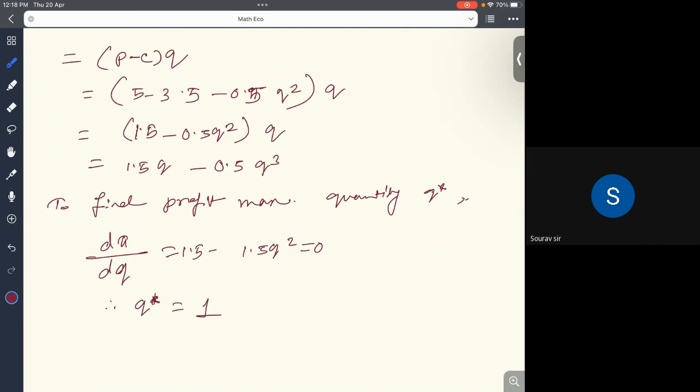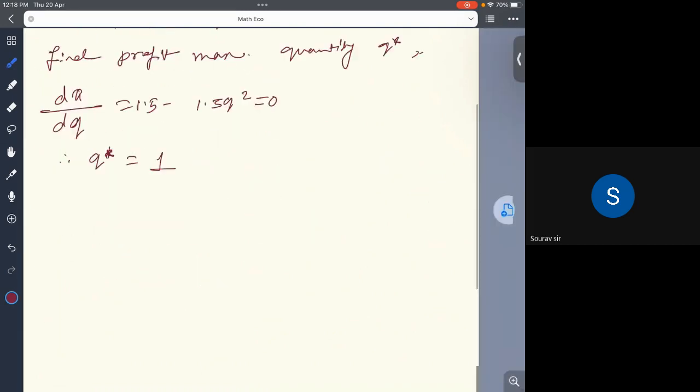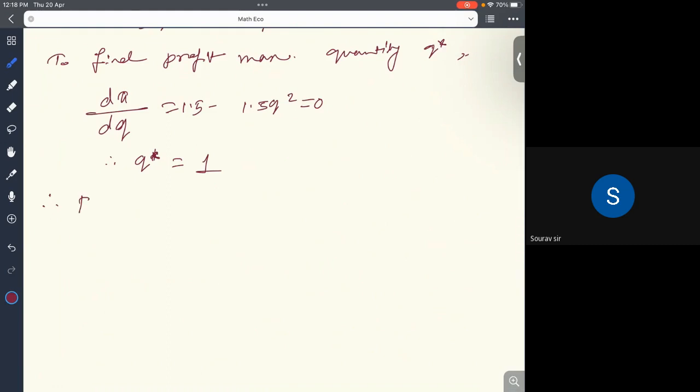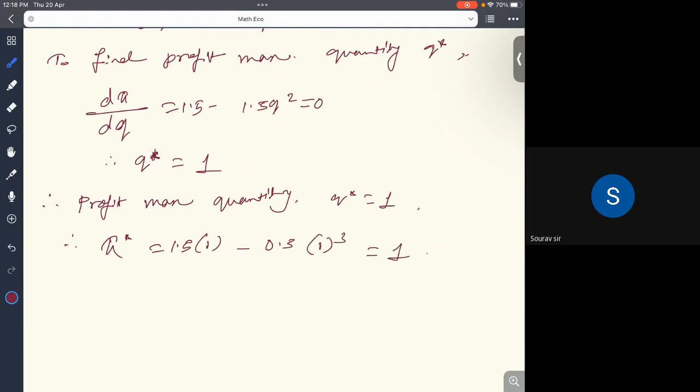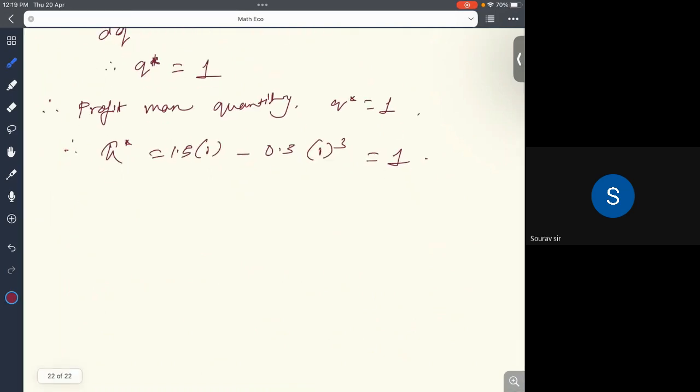So let's put the value. Therefore, profit maximizing quantity Q star is equal to 1, and therefore optimum profit pi star is equal to 1.5 minus 0.5 into 1 cube, that is equivalent to 1. So now we need to consider the effect of the fertilizer application on the farmer's yield, right? Just a second. Now we have to consider the effect of fertilizer application.